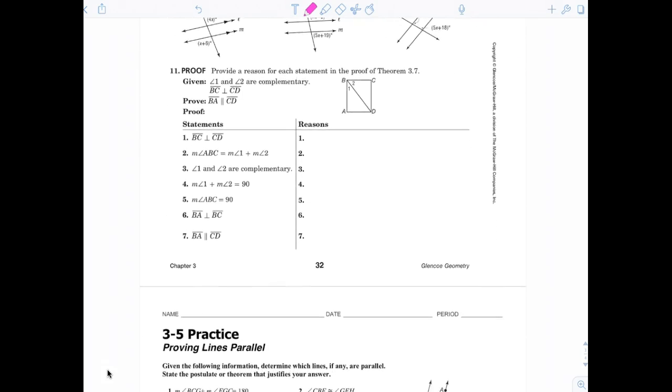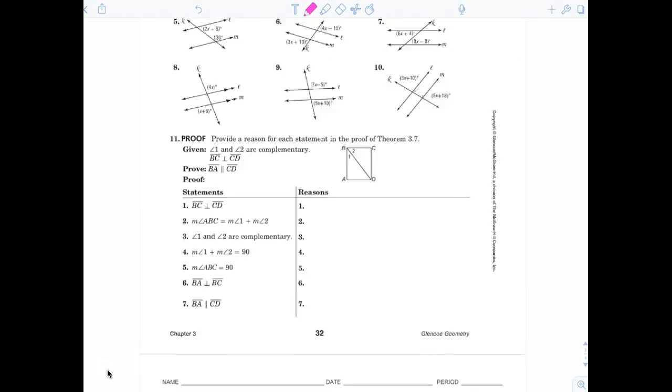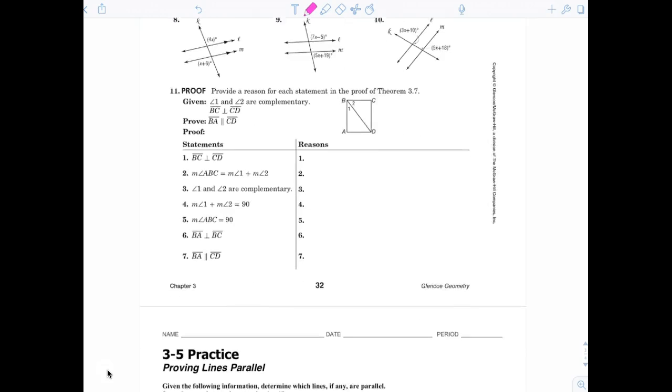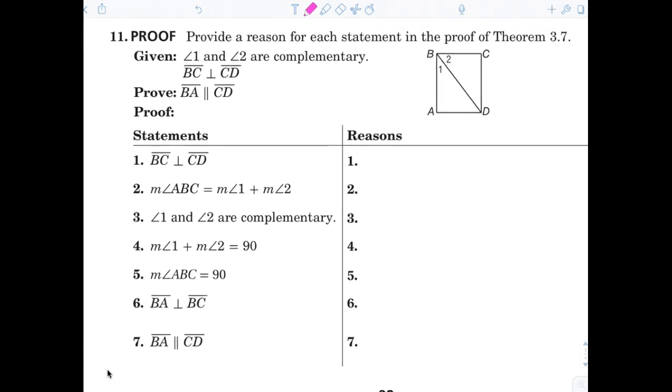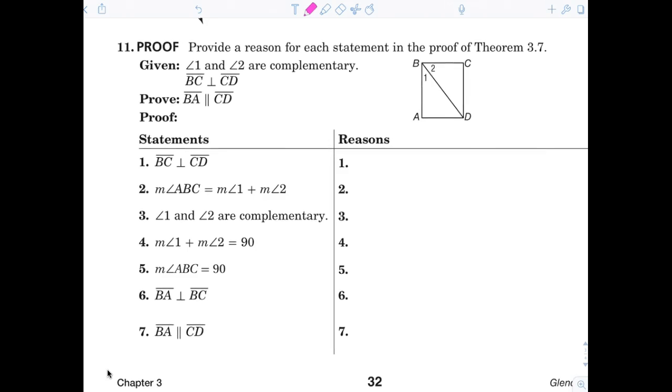I want to go down to number 11, because I don't think those problems are an issue. I think the proofs might be an issue. So let's take a look at question number 11. Provide a reason for each statement in the proof of Theorem 3.7. Angle 1 and 2 are complementary.